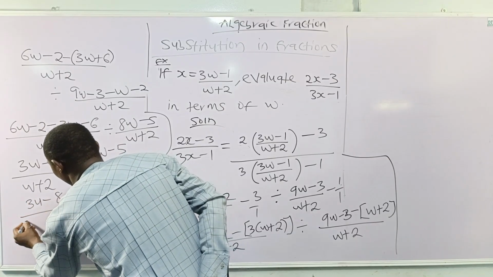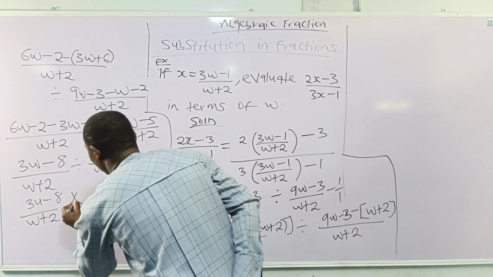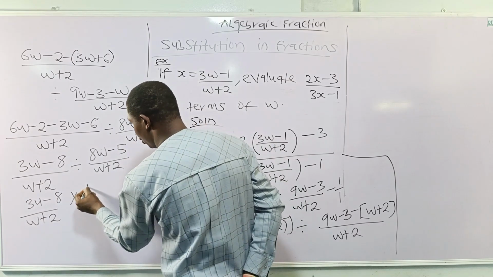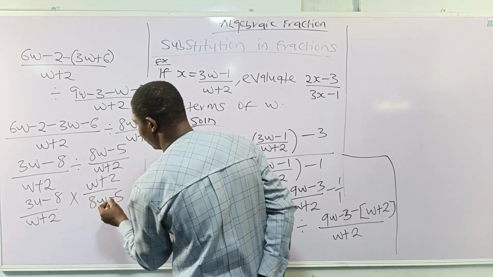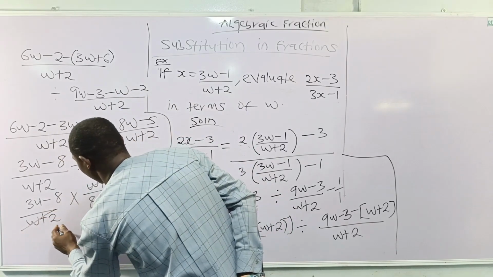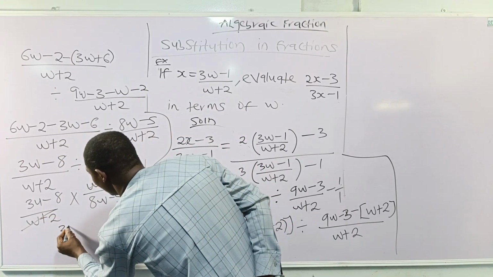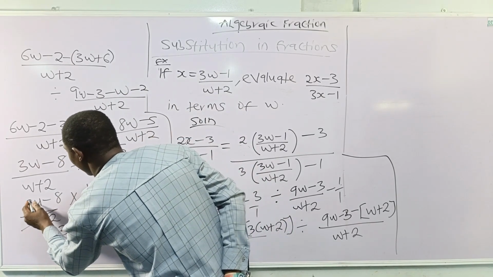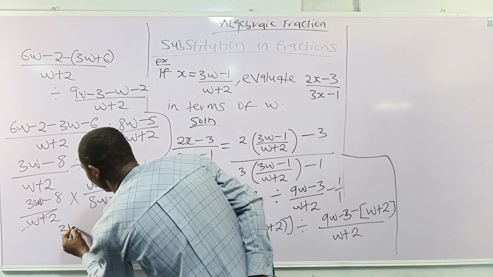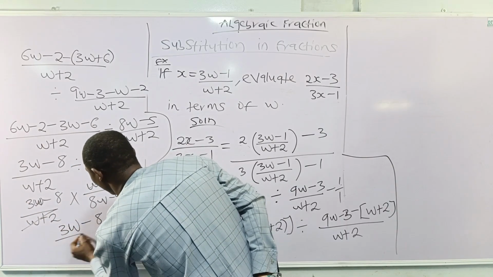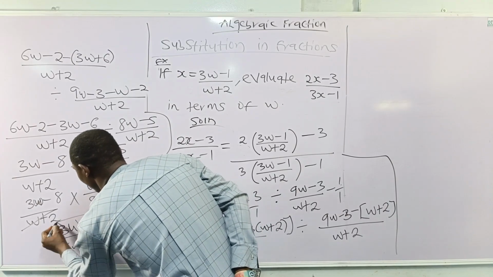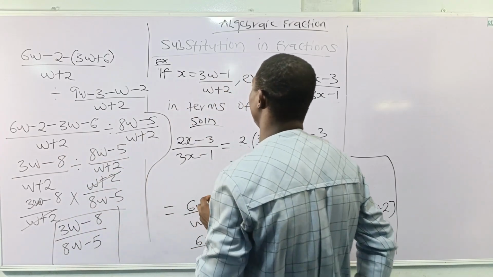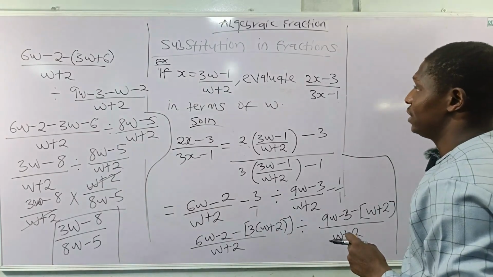To multiplication, I will have this fraction interchanged to give me w plus 2 all over 8w minus 5. This can cancel this, and I'll have 3w minus 8 all over 8w minus 5. So this is our final answer.